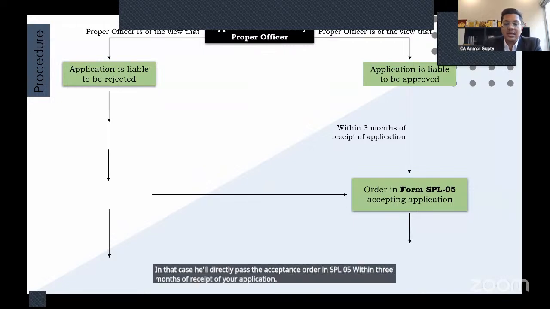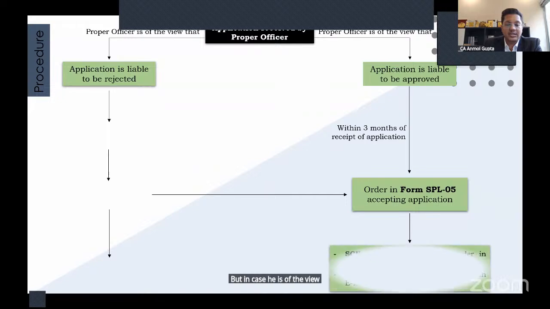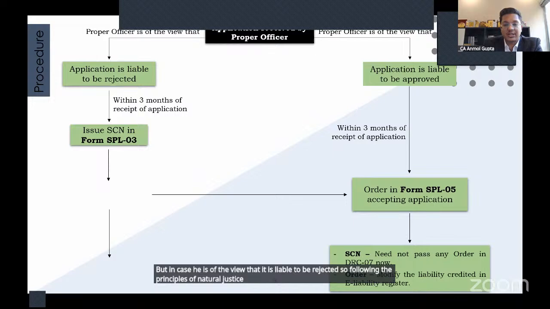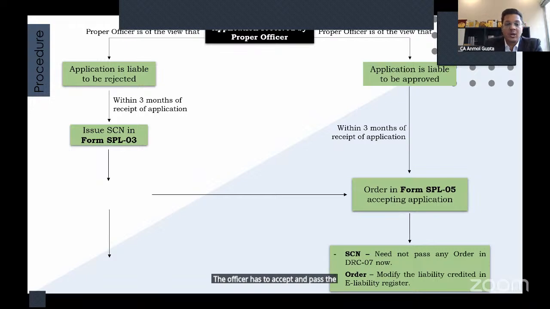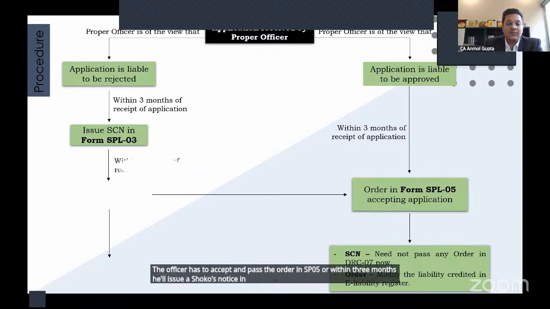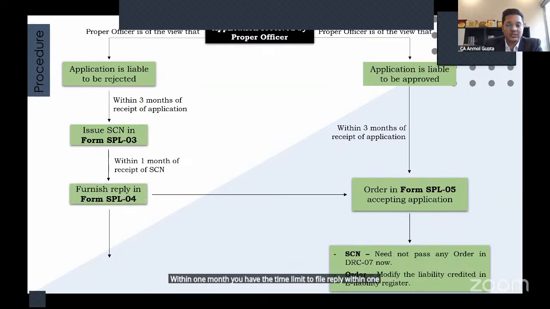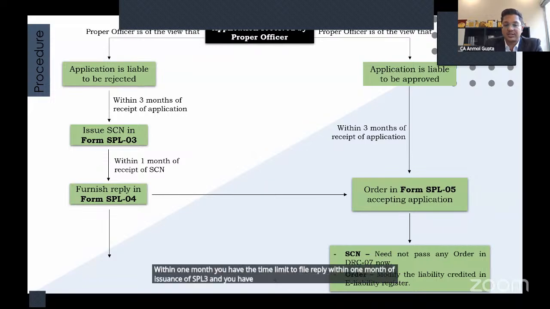But in case he is of the view that it is liable to be rejected, following the principles of natural justice, within 3 months of receipt of application, he has to issue the show cause notice in form SPL 03. So it is important that whenever you file the application, within 3 months either the officer has to accept and pass the order in SPL 05, or within 3 months he will issue a show cause notice in SPL 03. You have the time limit of 1 month from issuance of SPL 03 to file the reply, and you have to file the reply in SPL 04.